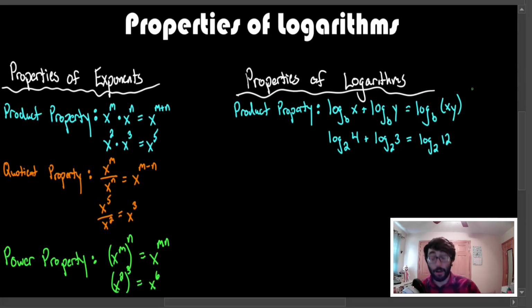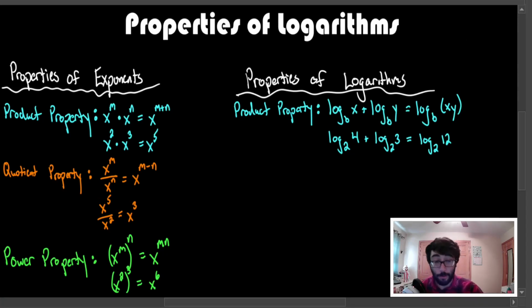So that is the product property of logarithms. For example, if we have log base 2 of 4 plus log base 2 of 3, that becomes log base 2 of 12. The base of both of these logarithms would be 2. So since they have the same base, we multiply the arguments to get log base 2 of 12. And that's the product property of logarithms.